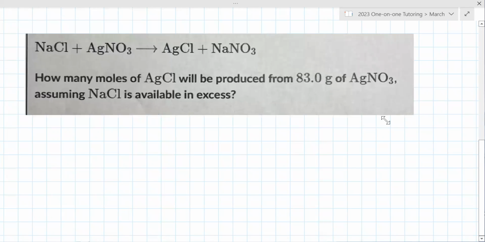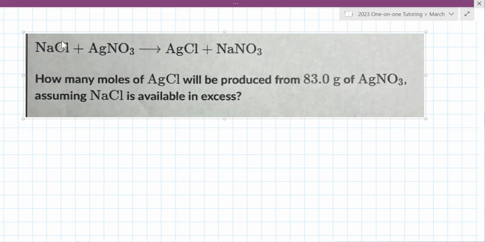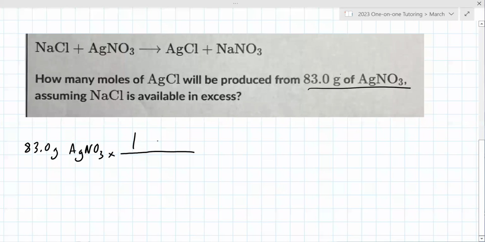Okay. Again, I would just check visually that it's balanced. It looks like it is, so that's a good start. You always go with whatever's given. 83.0 grams of AgNO3 times 1 mole of AgCl above. This is AgNO3. You first convert it to moles.